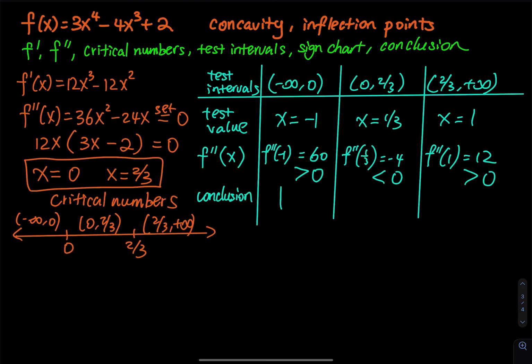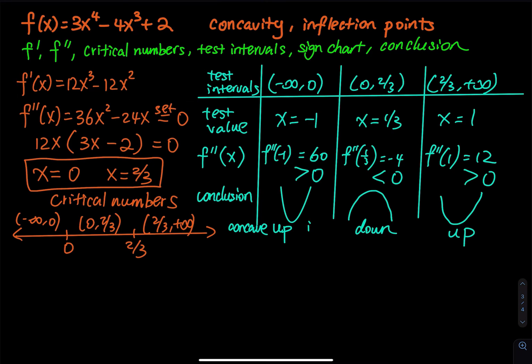Positive double prime means the function is concave up in that interval. Negative means concave down. And then positive means concave up. So you have up, down, and up: concave up, concave down, and then concave up. So when you go from concave up to concave down, there is an inflection, right?